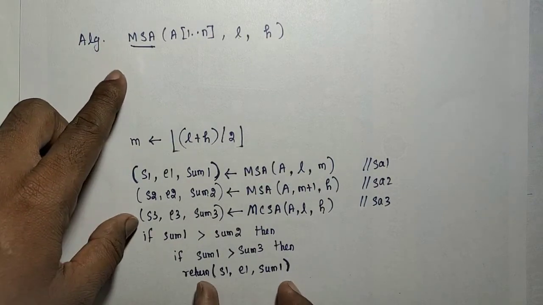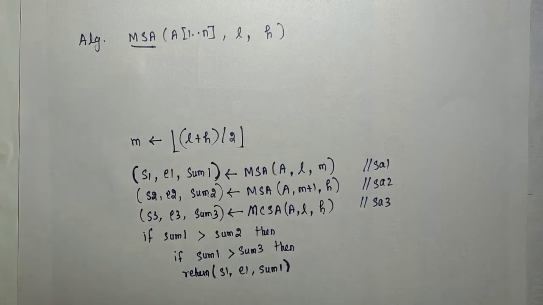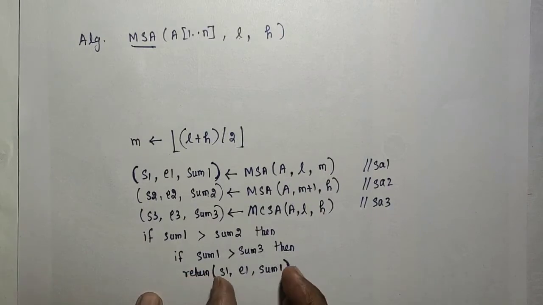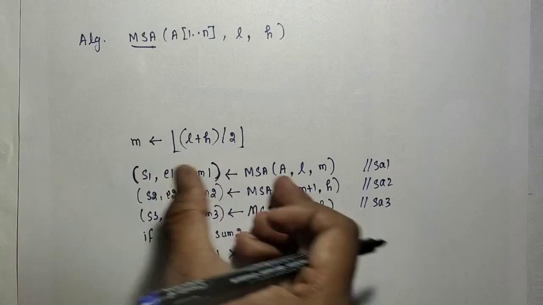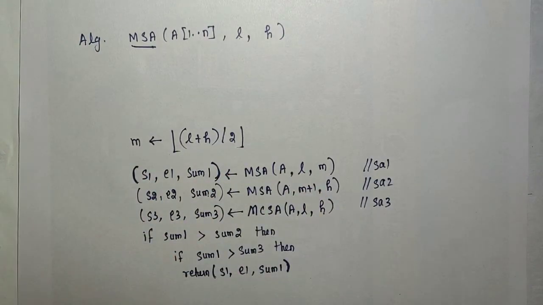Return S1, E1 like this. Don't get confused. The return statement returns 3 values like this. Be clear: from the algorithm point of view we write it as returning the maximum subarray. From the programming point of view we need to think of this as a single element. So we can use a structure containing the start, end and summation. Here we can use a structure variable to receive it. Don't get confused, it returns 3 values like this. The next is else.